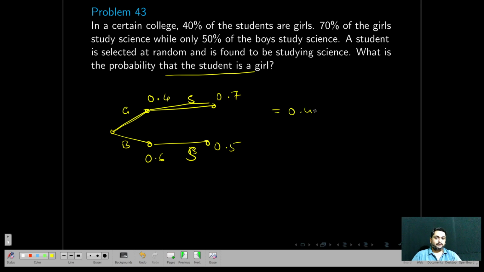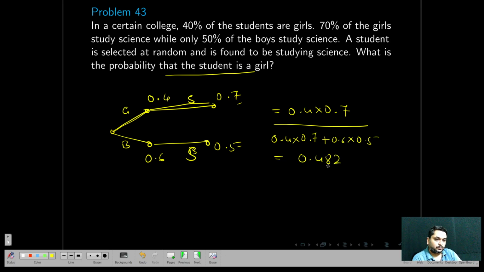So this is 0.4 into 0.7. Okay. Now, divided by, out of how many paths? This path and this path. So 0.4 into 0.7, this is the rule of total probability, plus 0.6 into 0.5. So this comes out to be 0.482.